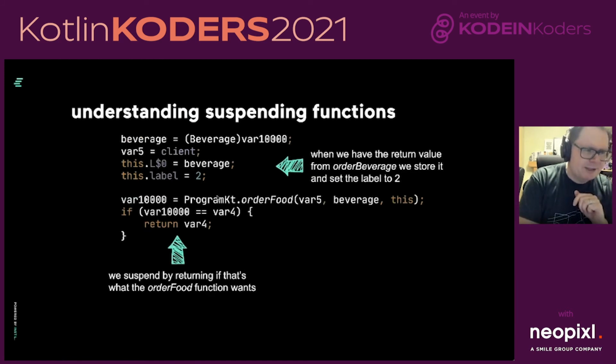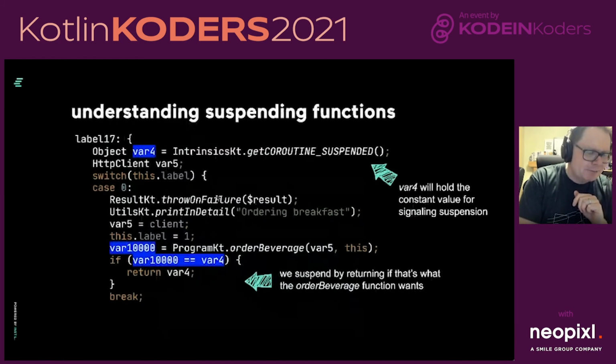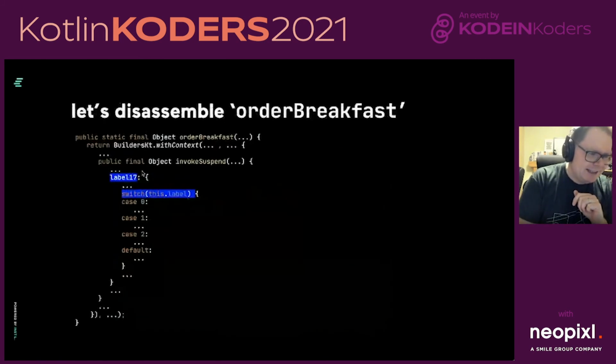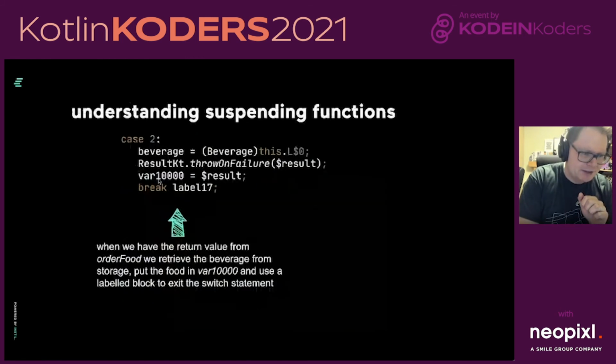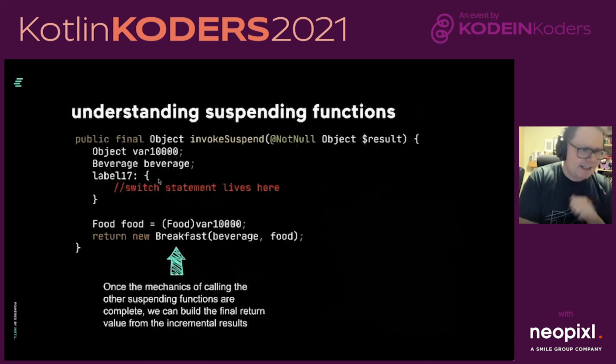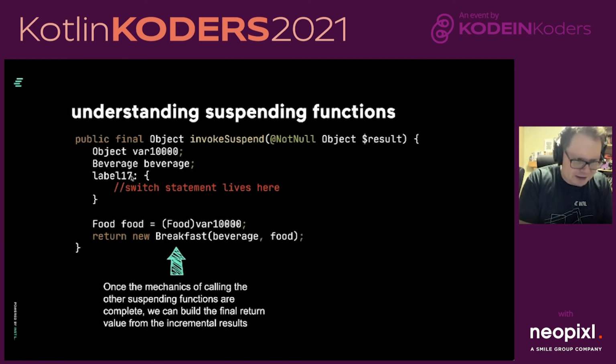So remember, break label 17 is the magic thing that exits the entire mechanism of the suspending function. So that will take us to this point here. So we've now jumped out of label 17. So we can get the food out of var 10,000. We already got the beverage earlier. So now we can build and return our breakfast object.